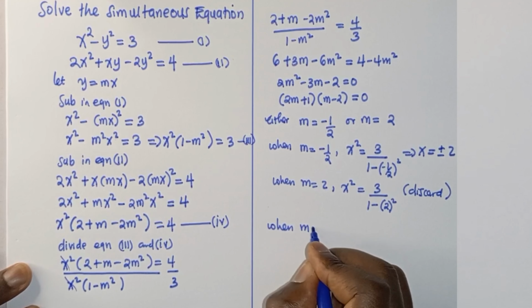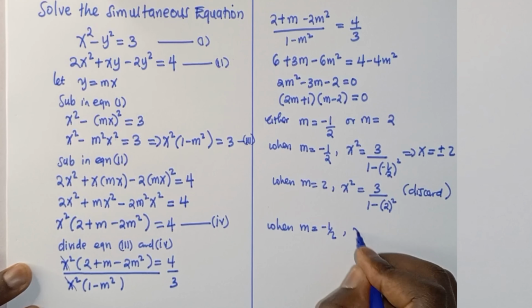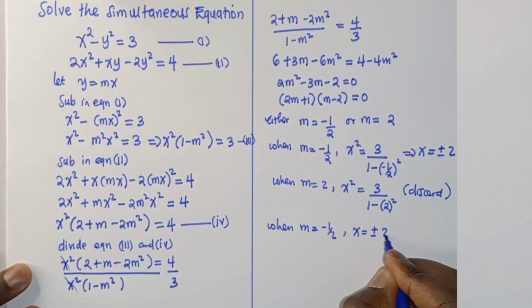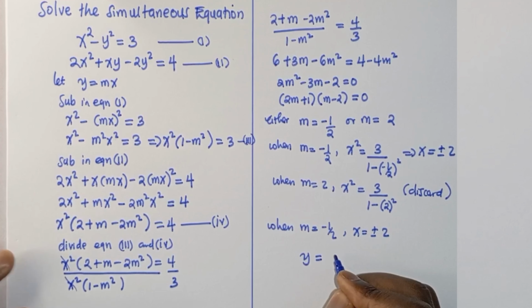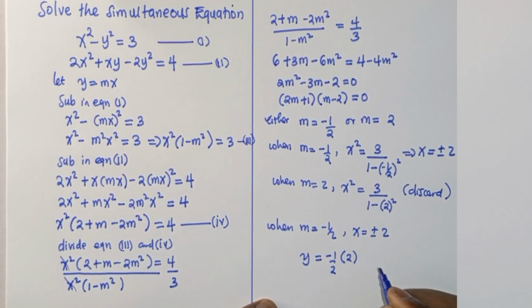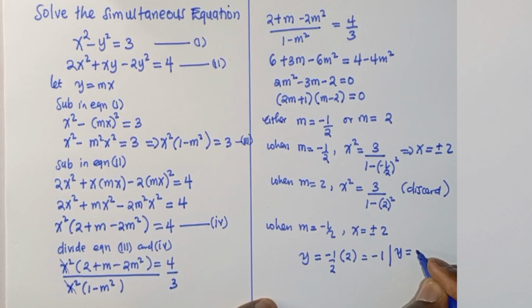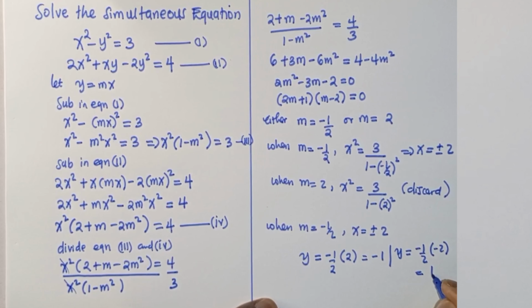So we come and get the final value of y. When m is equal to negative half, where x is plus or minus 2, y is equal to negative half into the positive 2, and then we end up having our value of y as negative 1. And also y is equal to negative half, using the negative value of x, and then we end up having 1. So our y becomes plus or minus 1.